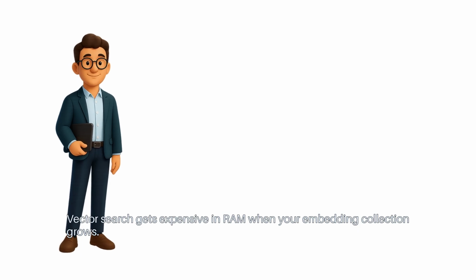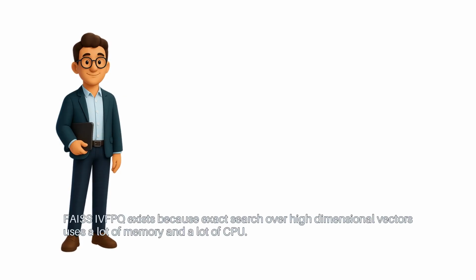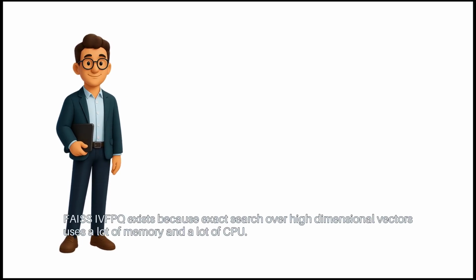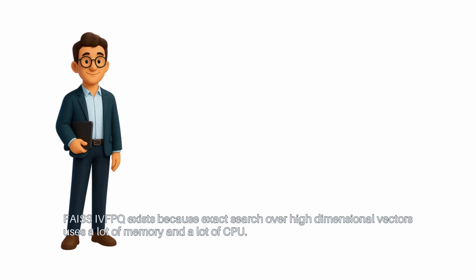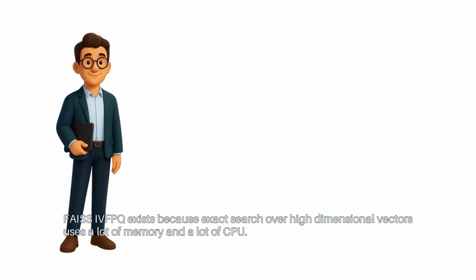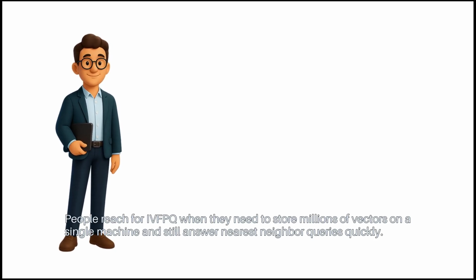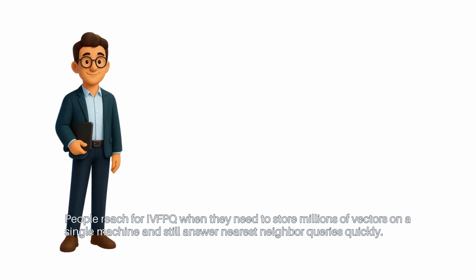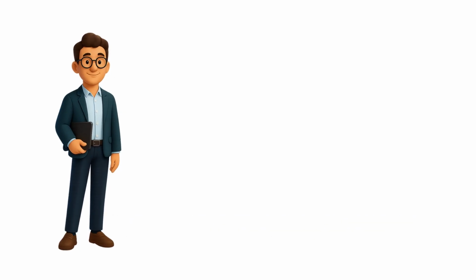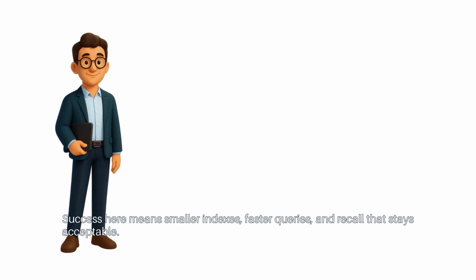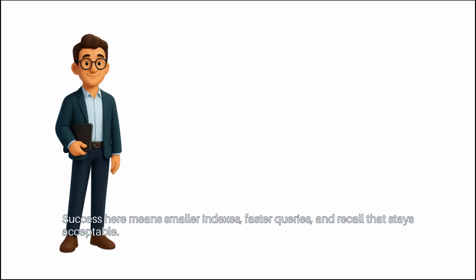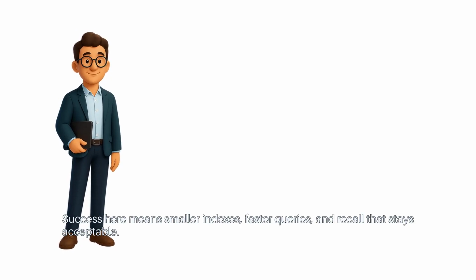Vector search gets expensive in RAM when your embedding collection grows. FAISS IVFPQ exists because exact search over high-dimensional vectors uses a lot of memory and a lot of CPU. People reach for IVFPQ when they need to store millions of vectors on a single machine and still answer nearest neighbor queries quickly. Success here means smaller indexes, faster queries, and recall that stays acceptable.